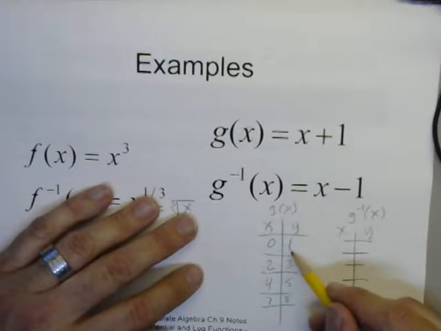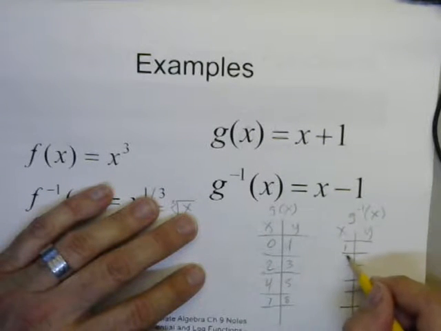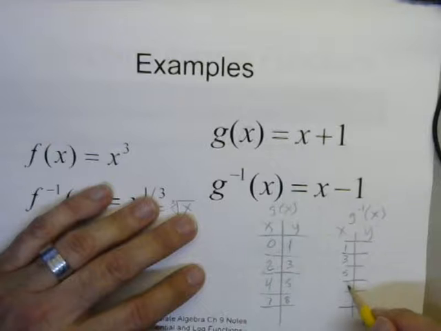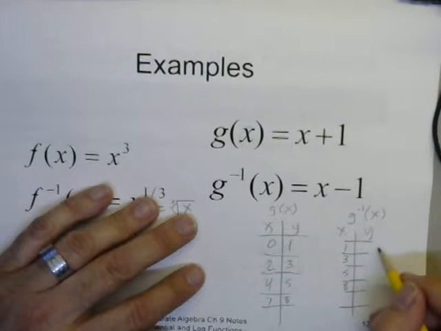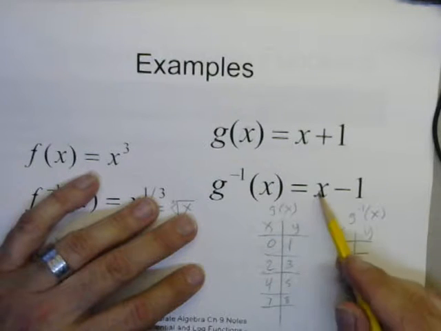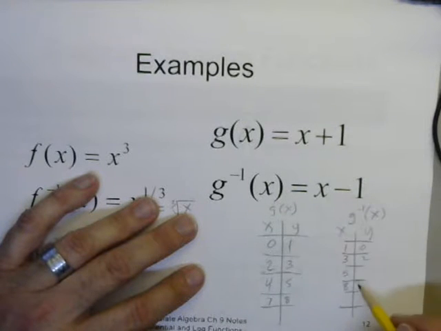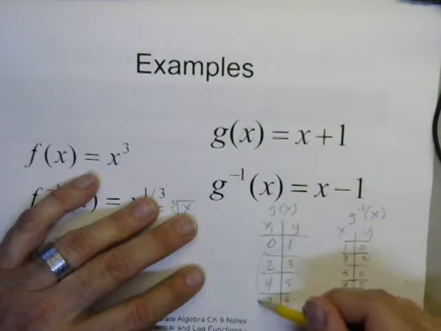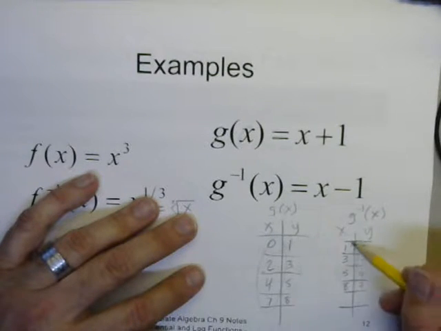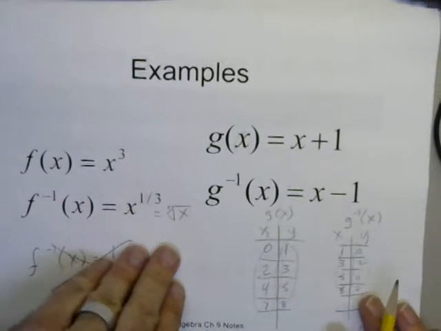So if I put these as my domain values, I should get the corresponding range values over here. If I put 1 in for x, 1 minus 1 is 0, 3 minus 1 is 2, 5 minus 1 is 4, 8 minus 1 is 7. So you can see the domain and the range swap around for the inverse function.